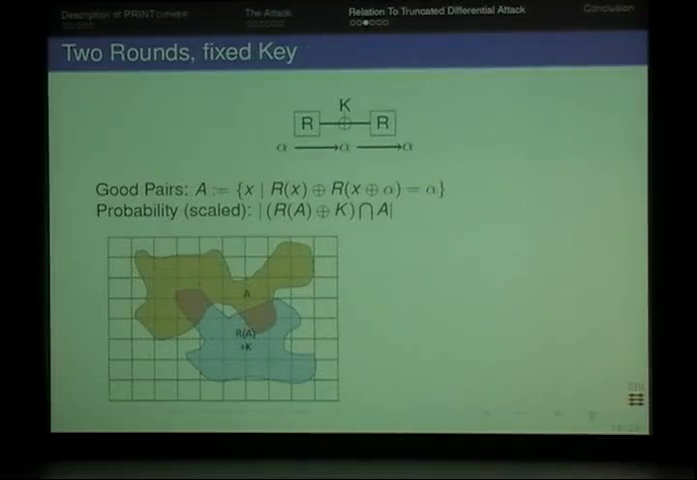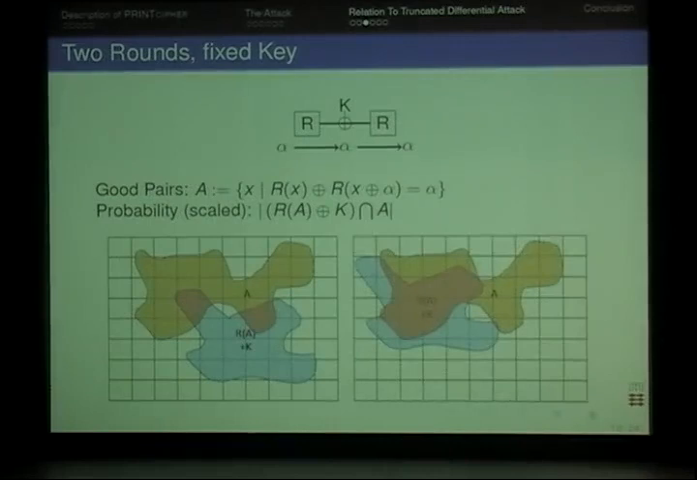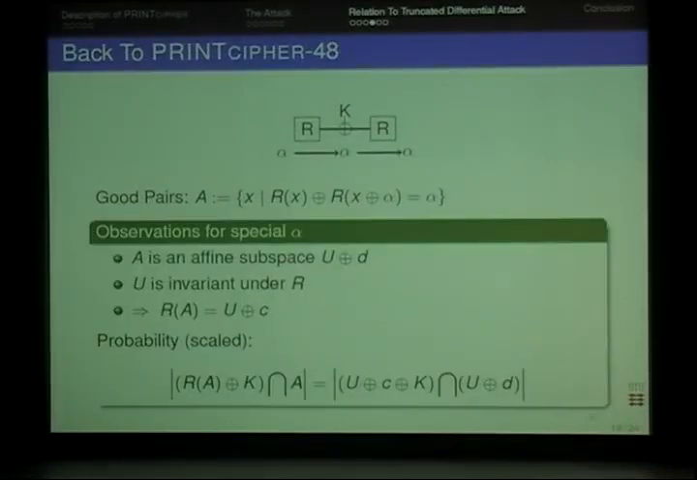So in the picture, this means that you have to look at the intersection of the set A with the set R of A plus K. And for different keys, this intersection can look differently. So what happens now for PrintCIPHER is that you can define the difference alpha such that the set of good pairs is actually the set which is invariant under the round function. So that means that A is actually in an affine subspace, U plus D, and that if you apply the round function to this set, you get U plus C, so a coset of the same subspace.